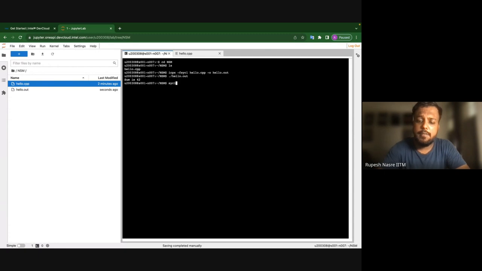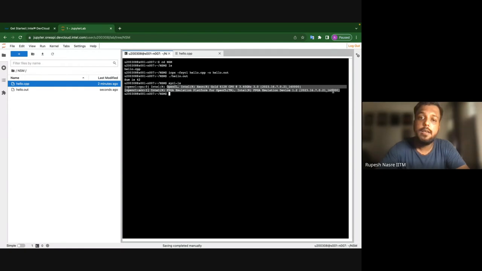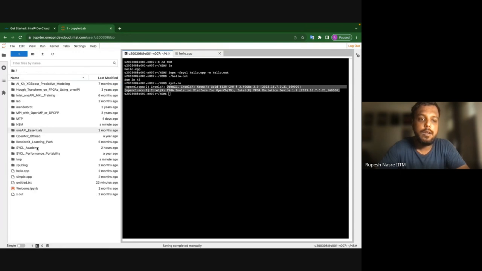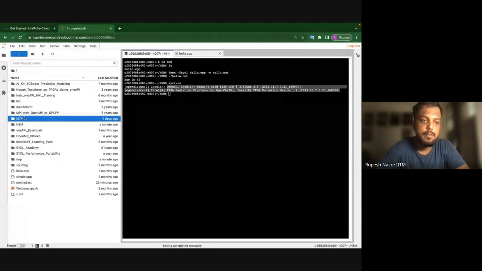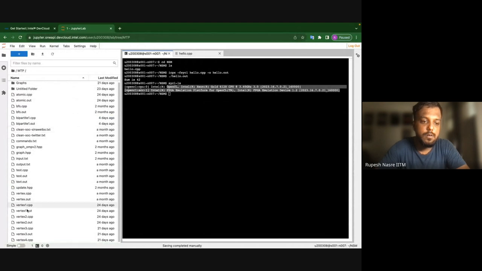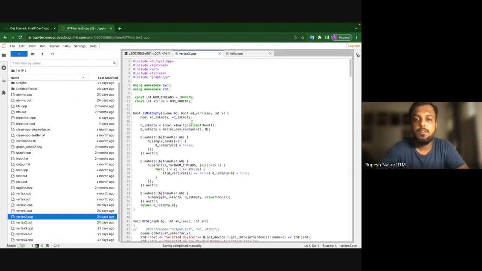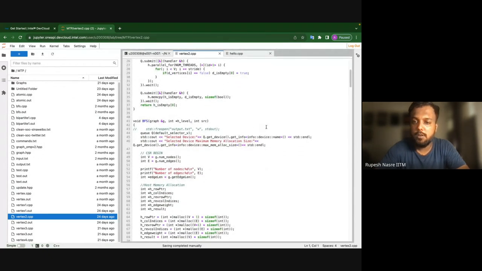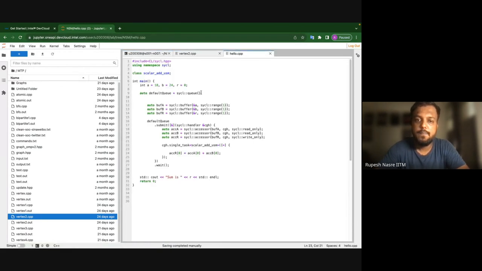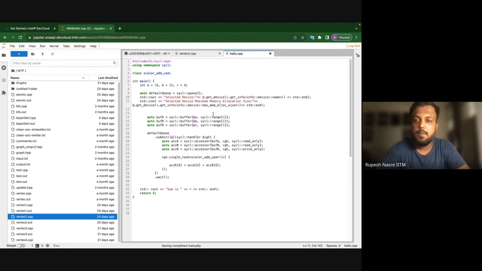Now can I check which GPU it is using? I want to know exactly which of these devices is being used. I have a command for that. Let me just bring it over here. I just don't memorize all these things. Okay, we can name it as Q. Don't worry, I will provide this code.